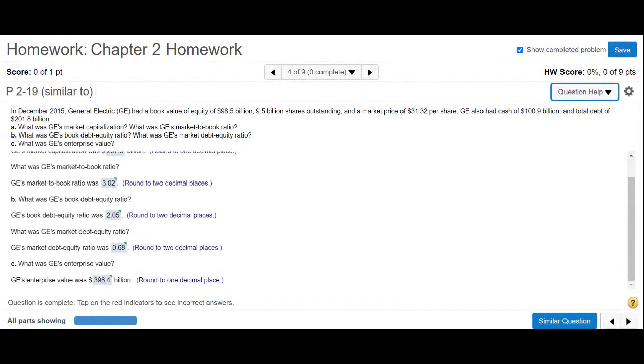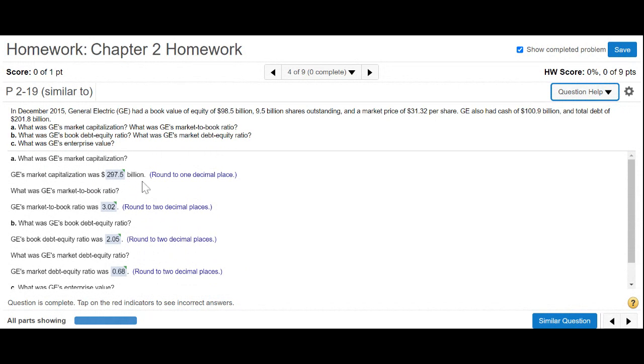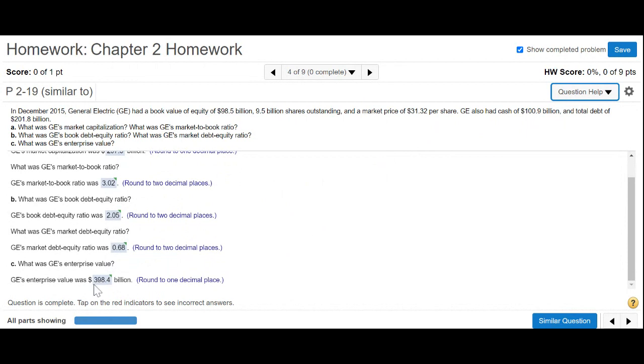Now, the enterprise value is market capitalization plus debt, which is equity shares outstanding, which is 201.8, minus cash, which is 100.9, and that equals 398.4.